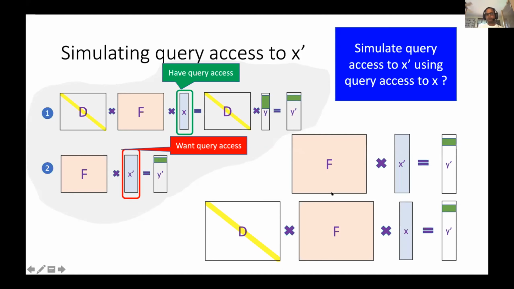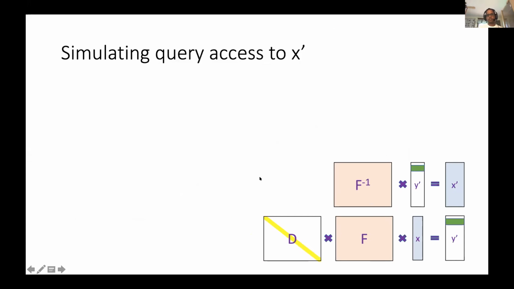And x prime is defined as F x prime is equal to y prime. And again, since F is orthogonal, you can flip it around and define x prime as F inverse of y prime. All right, so here's where we are. Again, remember, we want to figure out access to x prime.